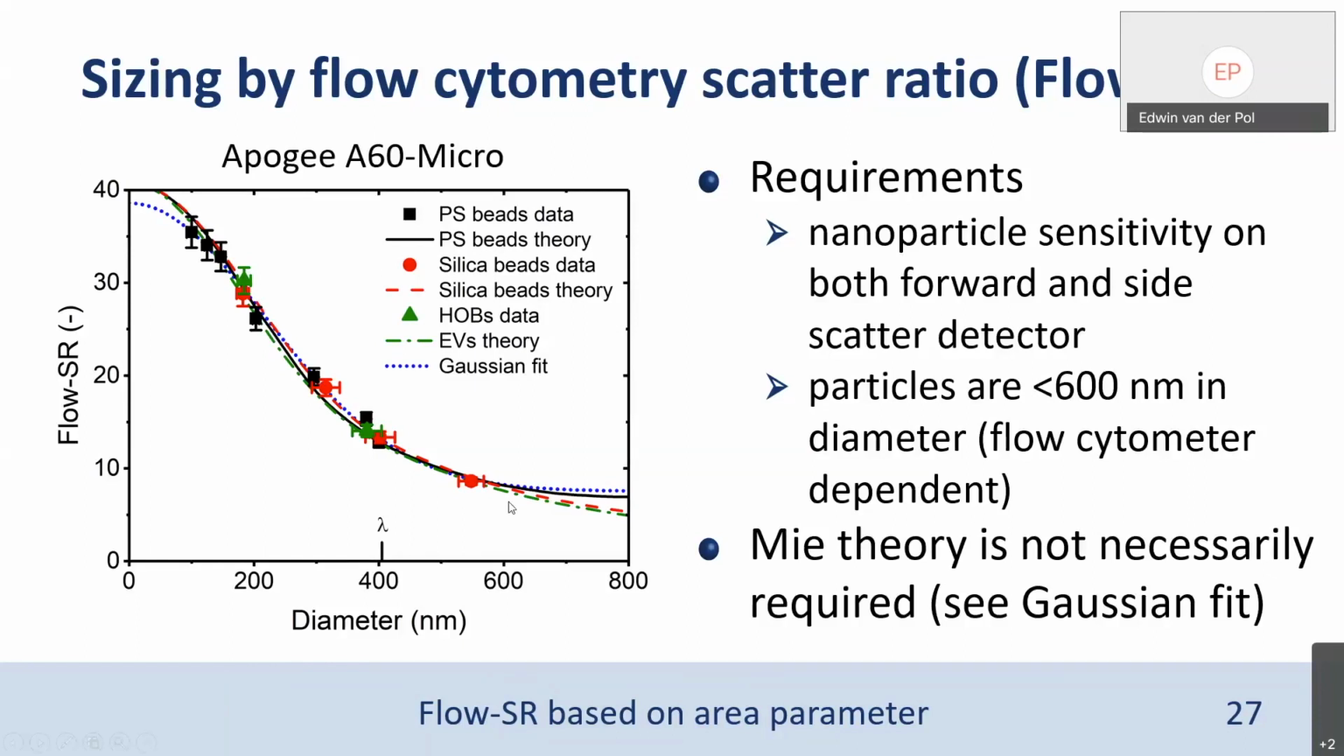The other limitation is here on the higher edge, at 600 nanometers. These curves start to deviate, and this is a limitation which can be solved just by changing the illumination wavelength of the laser. So here it was 400 nanometers, and then these curves start to deviate from 600 nanometers and larger. But if you would use, for example, 800 nanometer light, this whole curve would shift to the right. And just by combining two lasers, one with a long wavelength and one with a shorter wavelength, you can increase the application range of flow SR.